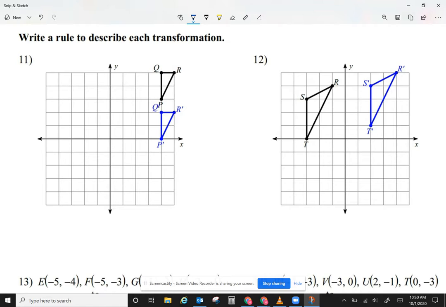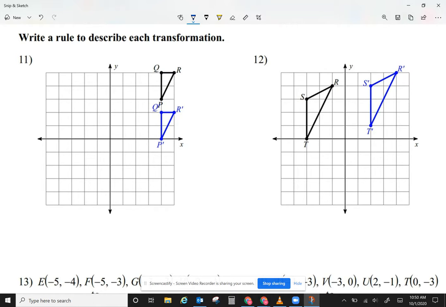Now I can tell the image is not bigger or smaller, so I know it's not dilation. I can tell it did not flip or anything, so it's not reflection nor rotation. I can easily tell that it went down three spaces. That's all it did. The same image, it just went down three spaces.